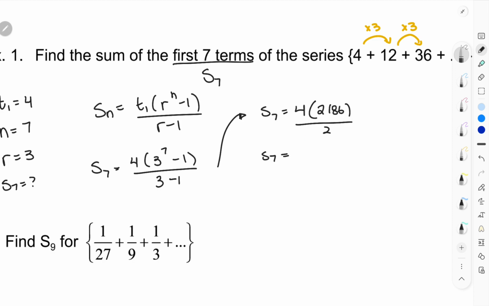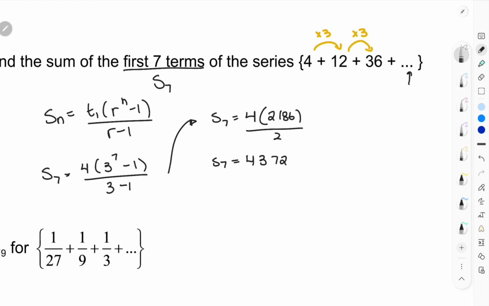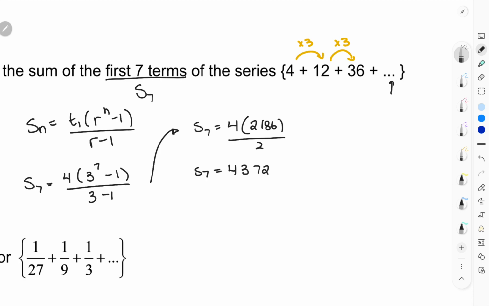I'm doing 3 minus 1 on the bottom. So I take that 4 times 2186, which is 8744, divided by 2. And the sum is 4,372, which seems really big, but again, you think of how these terms are growing.